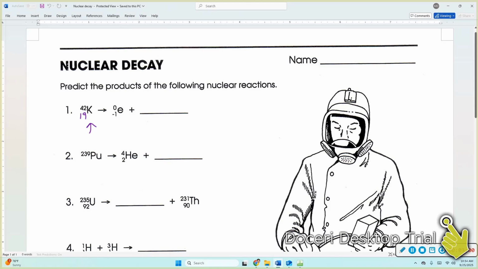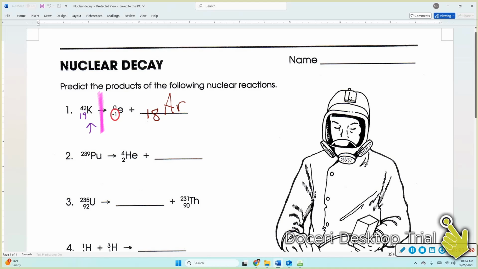Now, this side is -1. -1 plus what gives you 19? The right side and the left side have to balance out. So you put 18 at the bottom, and 18 will give you the atomic number. So find the element number 18. It's argon, so you write Ar. And the mass number on top.